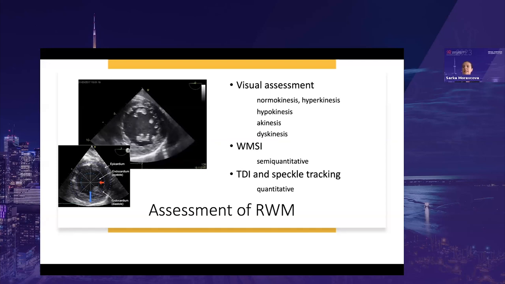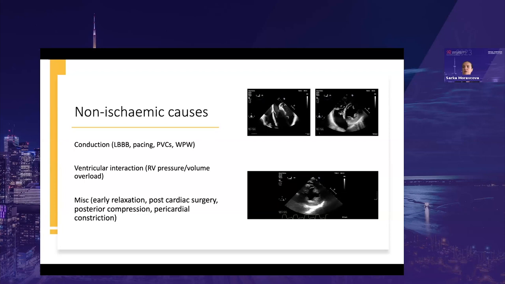So the sum is divided by the number of segments. So the score of 1 correlates with a good LV ejection fraction, and an index score of 3 with a very poor ventricle. And there is quantitative assessment by tissue Doppler or speckle tracking. Bear in mind that there can also be non-ischemic causes of regional wall motion abnormalities, such as pacing or conduction tissue abnormalities, or interaction between the ventricles, or compression by effusion or pericardial constriction.